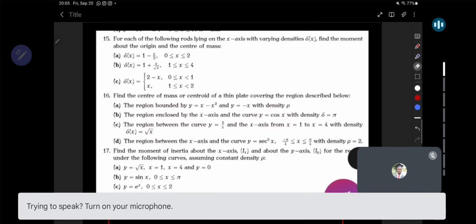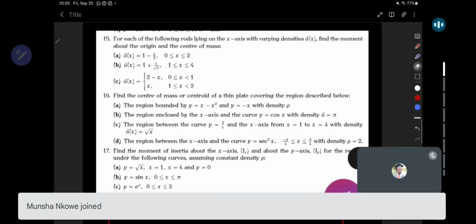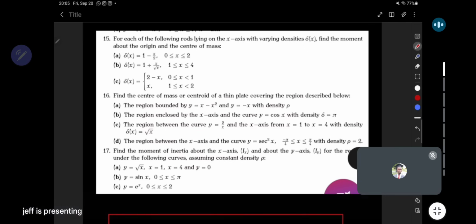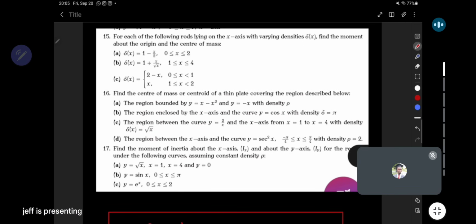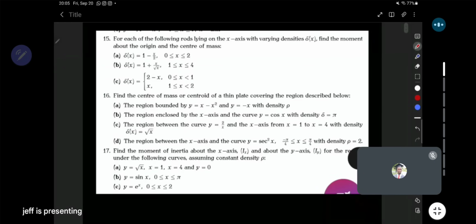Okay, so let's begin. You guys requested that we look at 15 through to 17, so we're going to go through those. We might not do all the questions here, but we'll pick the best of the bunch. So let's see how it goes.